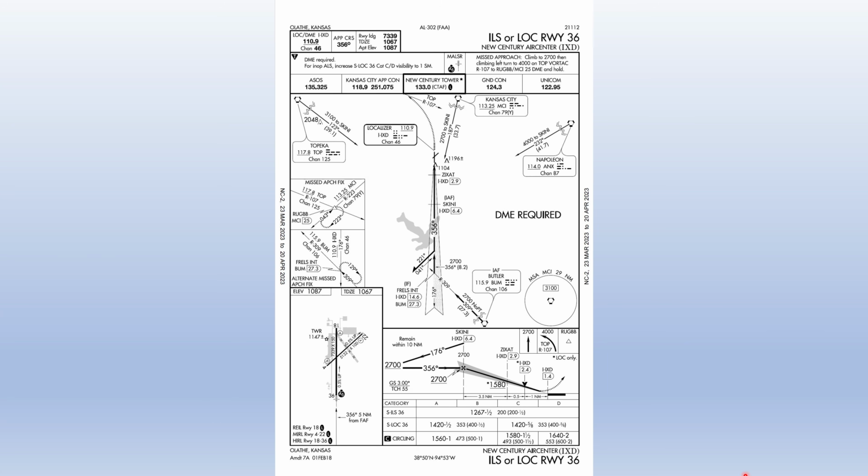For example, if we take a look at the approach plate for the approach that we use to demonstrate ILS approaches, the ILS to runway 36 at New Century Air Center in Olathe, Kansas, you can see the approach plate title does say ILS or localizer approach. And then if we look at the plan view, there are several elements on the plan view that are for the localizer approach only. The Maltese cross here and its associated DME is used to identify the final approach fix for the localizer approach. You don't necessarily need that to shoot the ILS. And then the step down fix and the visual descent point are also only for the localizer approach.